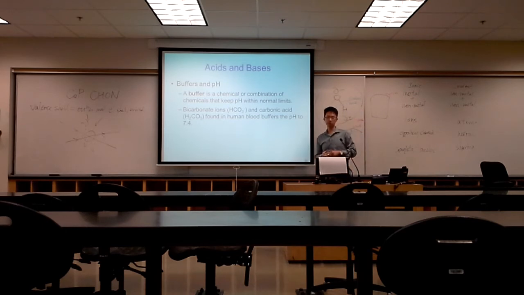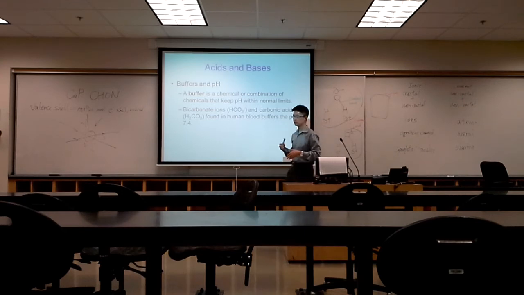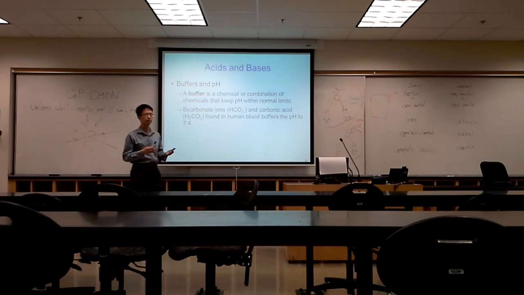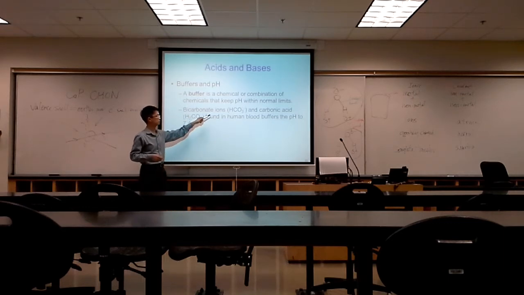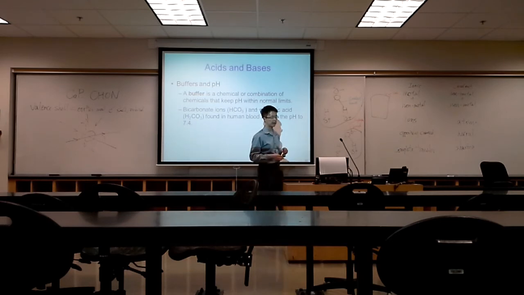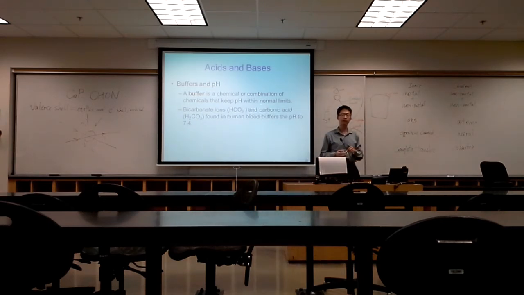Last but not least, we want to talk about buffer. I'll define buffer as a chemical or solution that resists changes of pH, and it helps to keep our pH within normal limits. So we give you an example, bicarbonate ions and carbonic acid. Our blood has these two, bicarbonate ions and carbonic acid. And they are the buffer. They help to keep our blood pH at around 7.4.